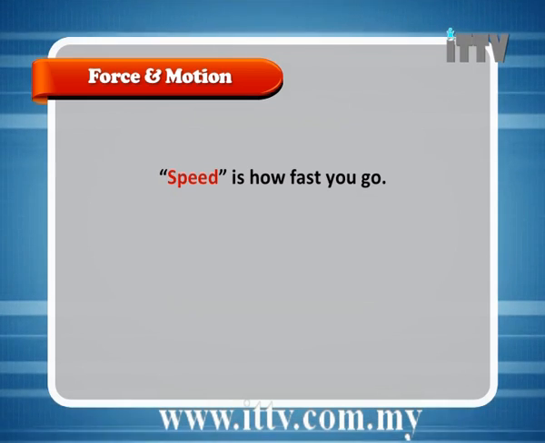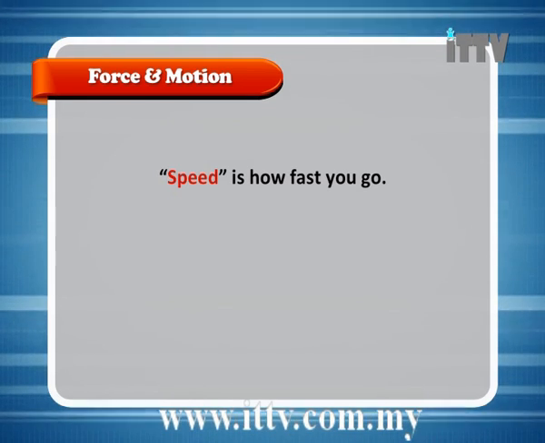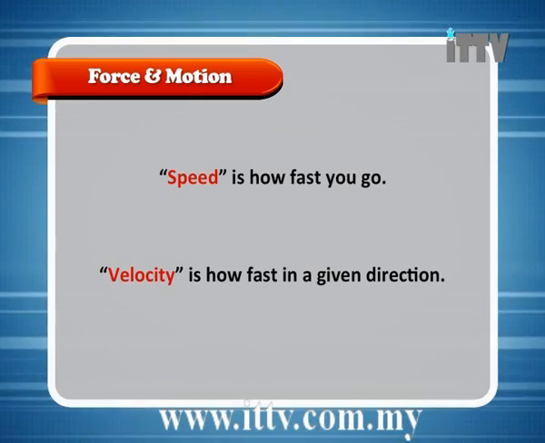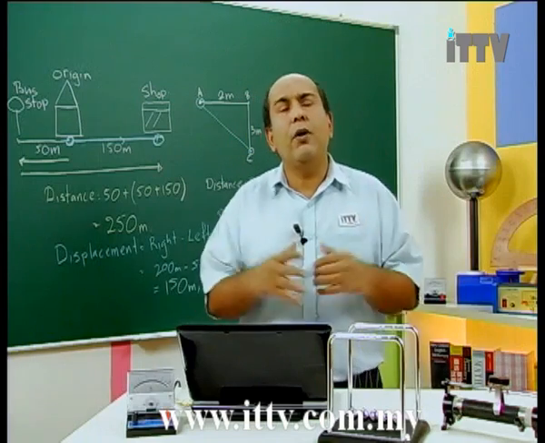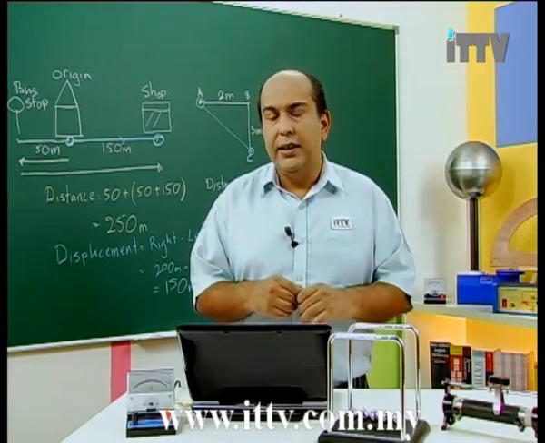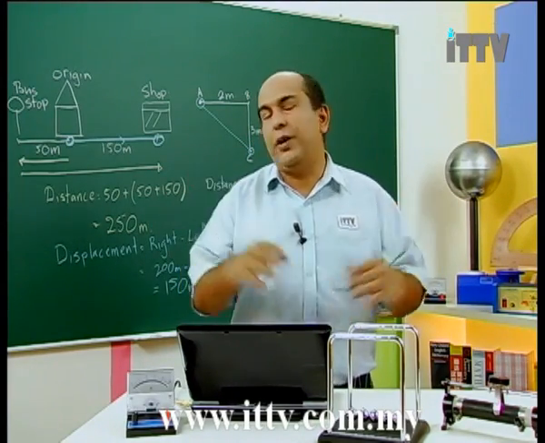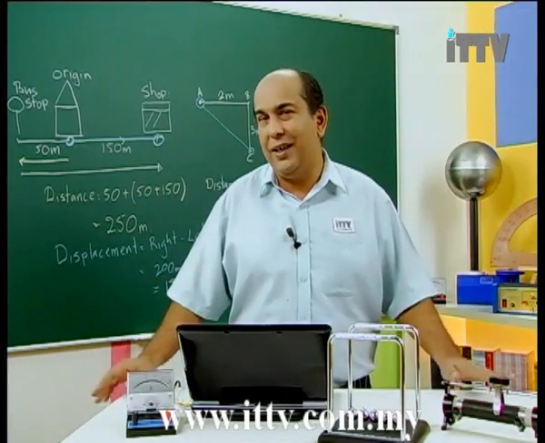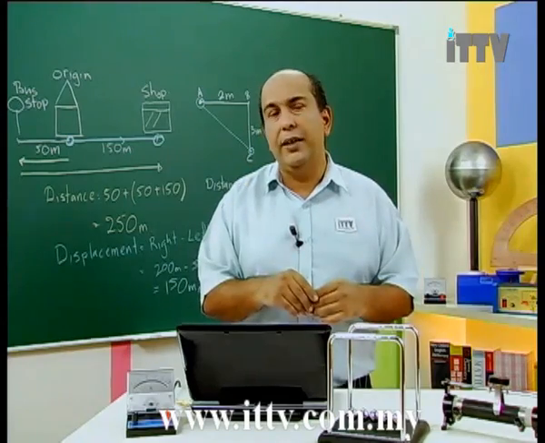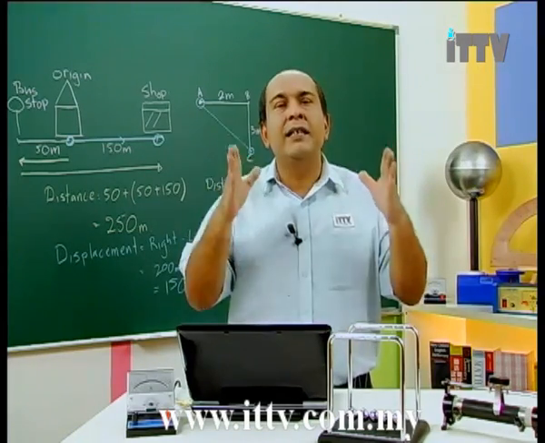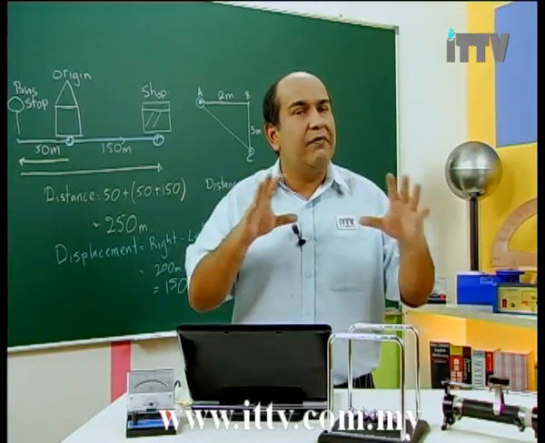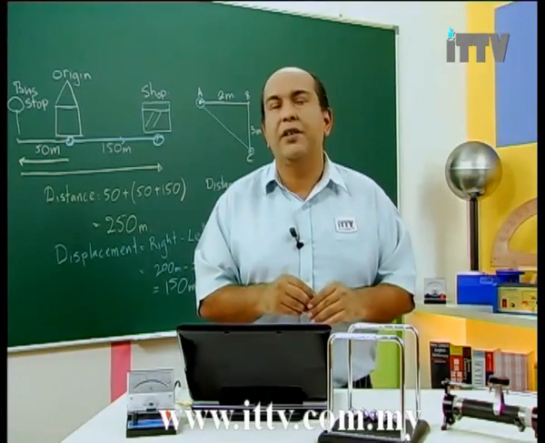Speed is how fast you go. Velocity is how fast in a given direction. Now we want to have a look at the two quantities, speed and velocity. Speed is how fast we are going, but we don't care in what direction. Velocity is how fast we are going, but in a particular direction. So this is where speed and velocity are slightly different to each other.